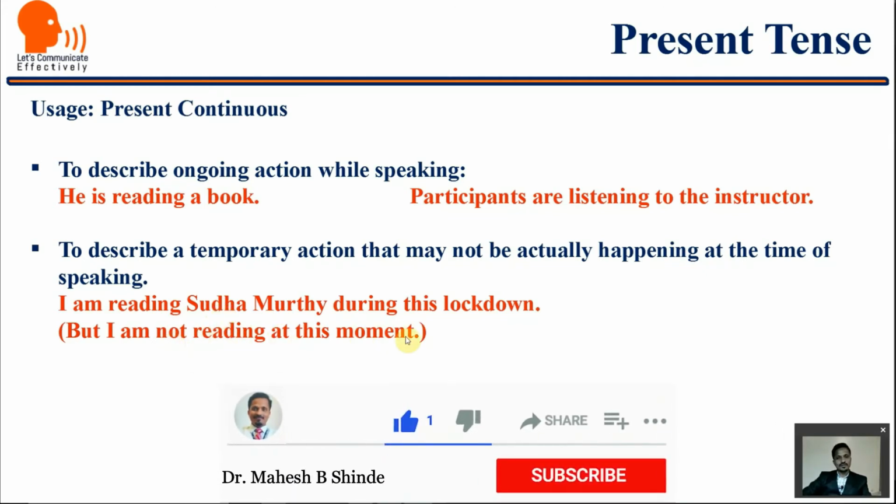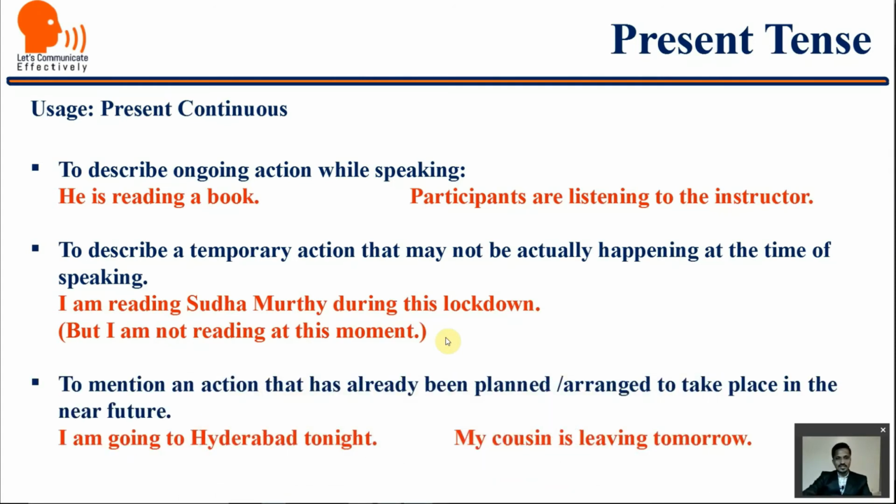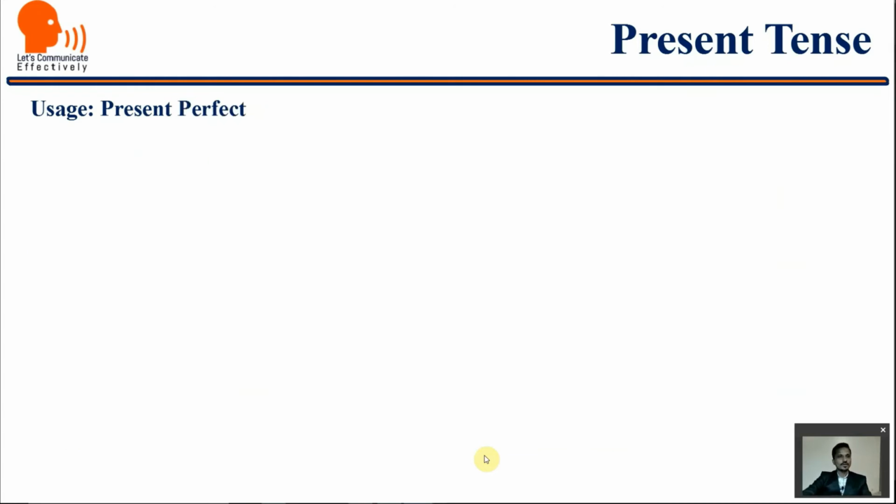At the time of speaking, it is not essential that a book is in hand and the reading is going on. To mention an action that has already been planned or arranged to take place in the near future, like I'm going to Hyderabad tonight. The action is already planned, and it will take place in the near future. So I'm going to Hyderabad tonight, it is fixed. My cousin is leaving tomorrow, it is fixed. So you can use continuous instead of future tense. We will see that in future tense also.